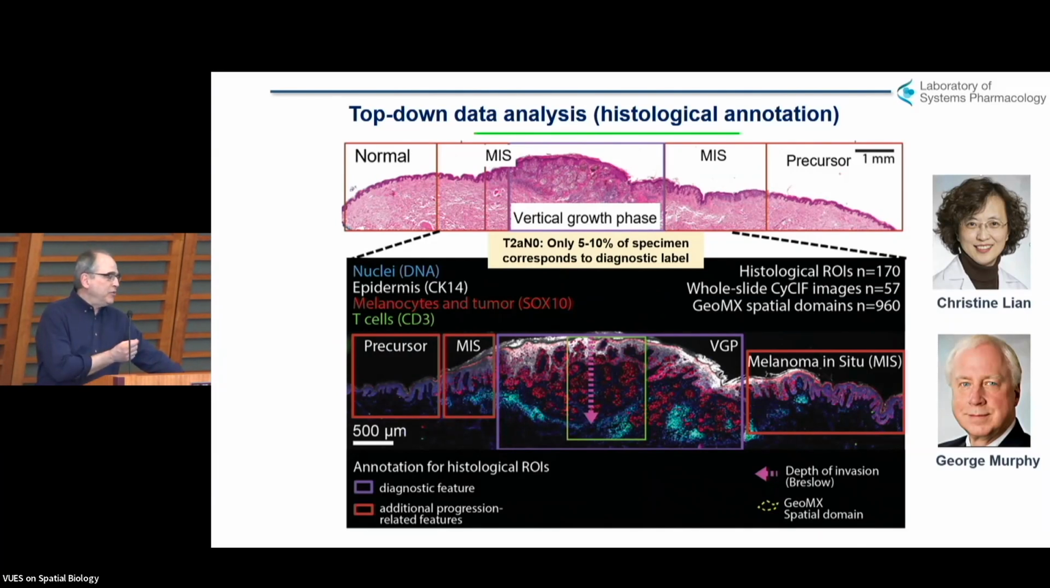So if I show you the specimen here, this is a melanoma in situ with a precursor, so that multiple stages that I showed you before, and the vertical growth phase melanoma, about 1 millimeter thick, is what the diagnostic label carries, and that represents fewer than 2% of the total cells in this specimen. So the diagnostic label doesn't really capture the diversity. And so this represents this thing we think of as top-down analysis.